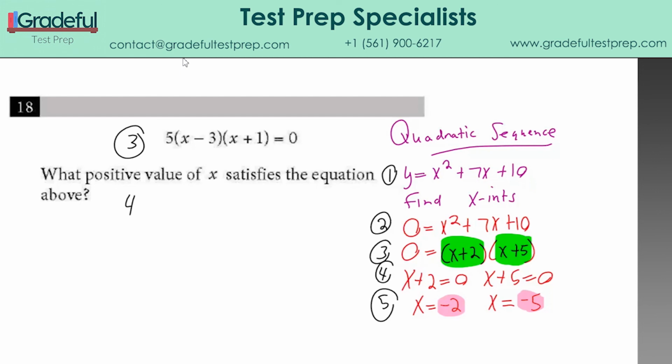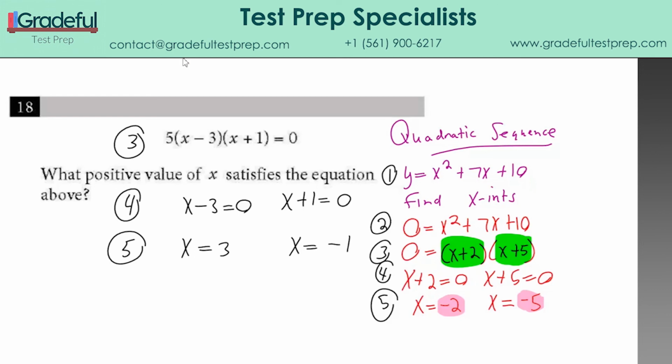So if we can take that to step 4, what we're basically saying is that each of these parentheses, ignoring the 5 because it's kind of meaningless, if you divided both sides by 5 right now, the 5 would disappear. So each of the parentheses gets set equal to 0 according to the zero product rule. Now we can take it to step 5 where we solve each of these. x equals 3, x equals -1, and which of these is a positive value that satisfies it? The 3. So the answer for 18 is 3.